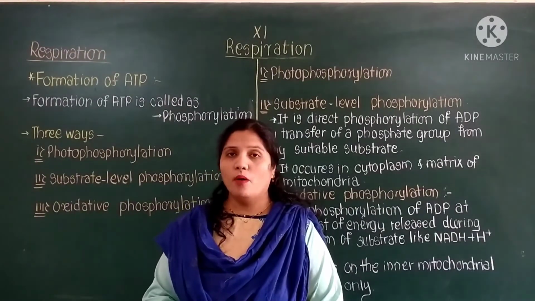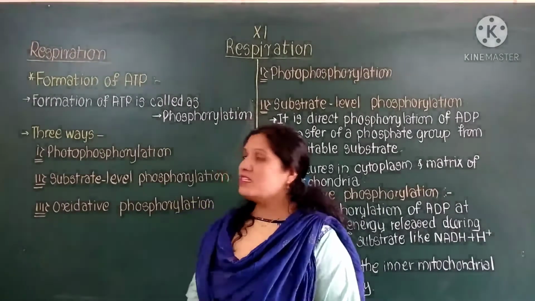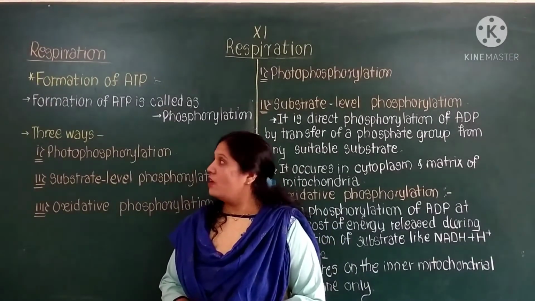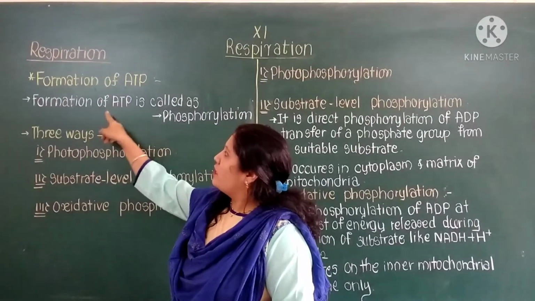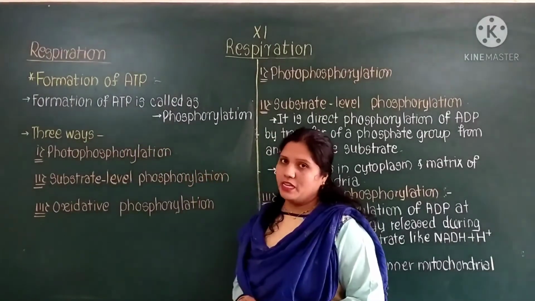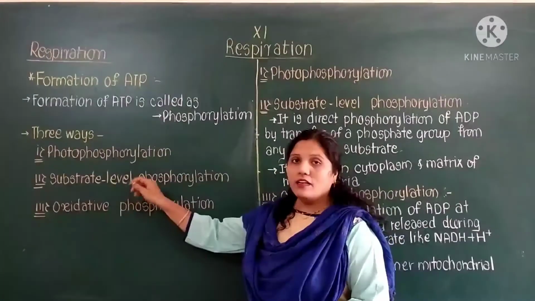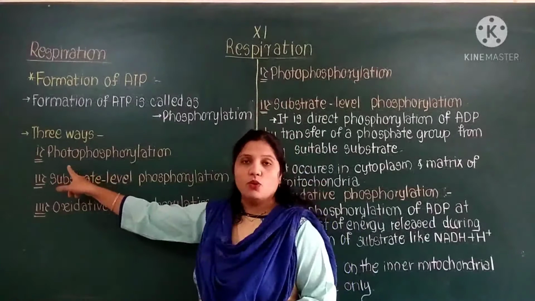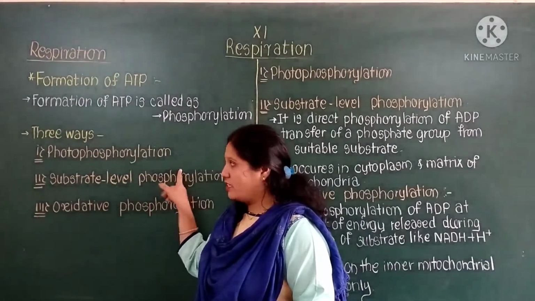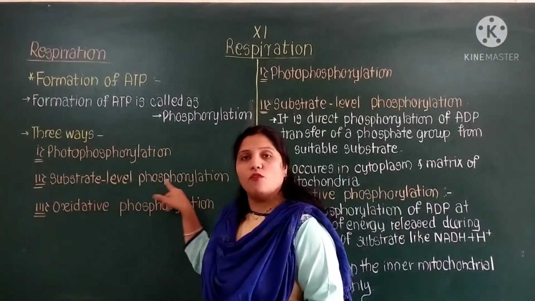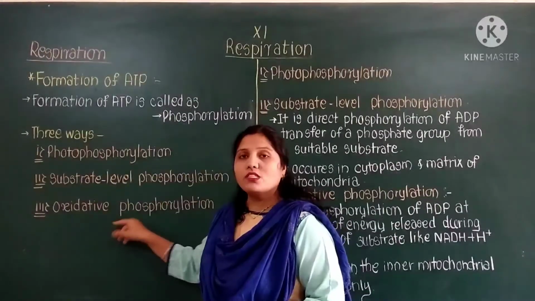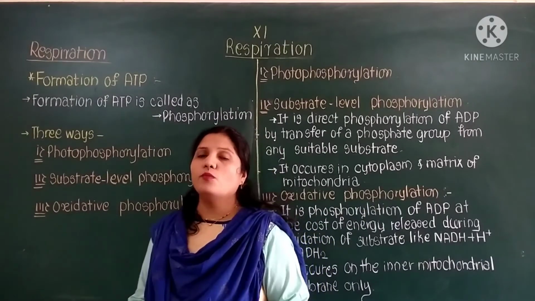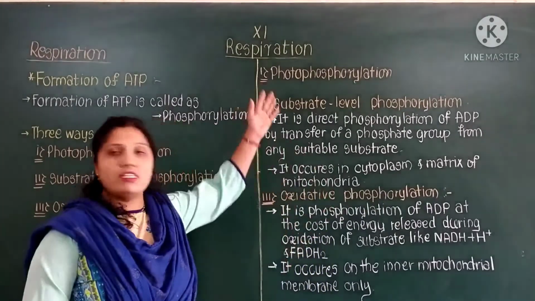Now let's see about the formation of ATP, that means adenosine triphosphate. This process of formation of ATP is known as phosphorylation. There are three ways of the formation of ATP. The first one is photophosphorylation, the second is substrate level phosphorylation, and the third is oxidative phosphorylation. By these three ways, the formation of ATP takes place. Now let's see one by one.